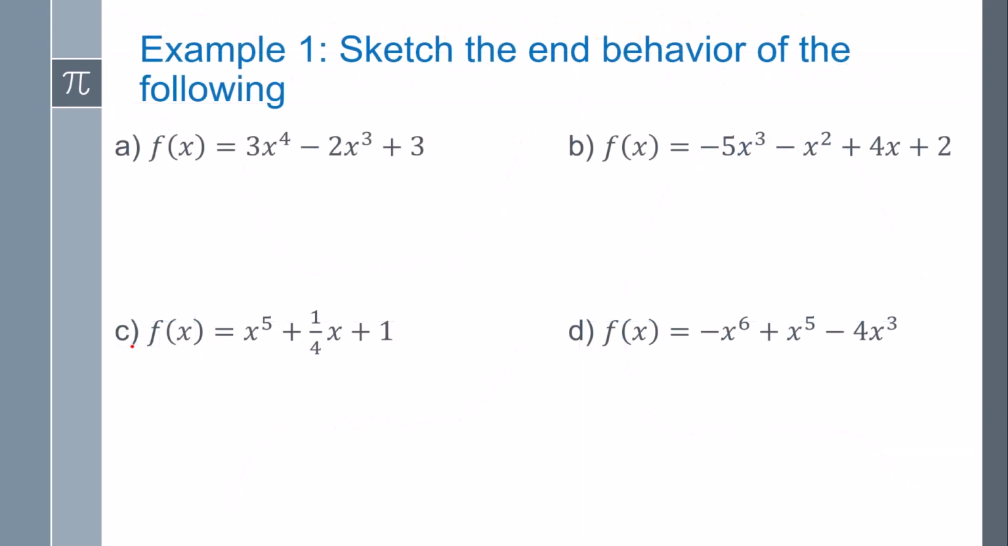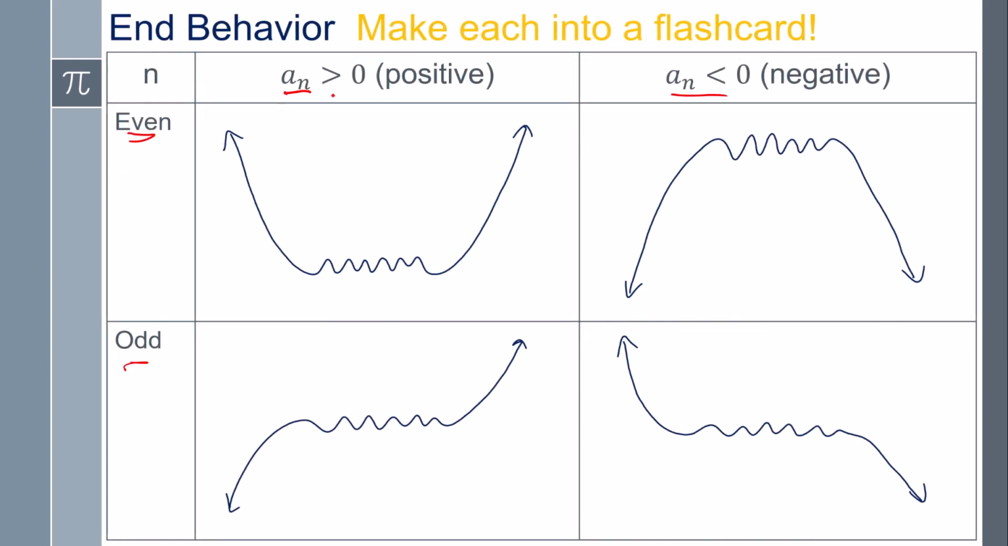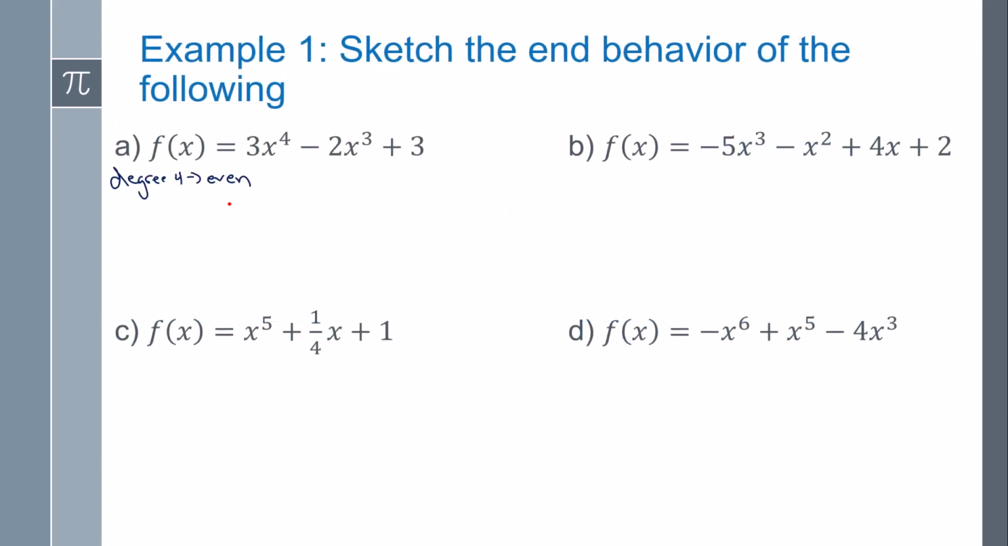So let's sketch the end behavior here. We're looking for those two things. My degree is 4, which is even. My leading coefficient is 3, which is positive. So looking at the chart here, positive, even, it's going to be that shape. I know that at the ends of my graph, they're both going to go up. And you can take this function, put it into Desmos, pause, take a look at that, and verify that both ends are going to go up.